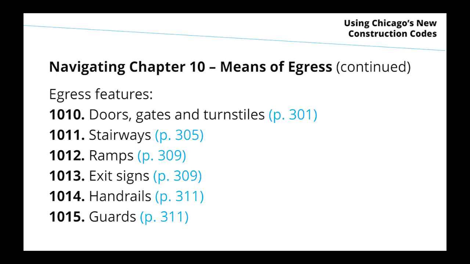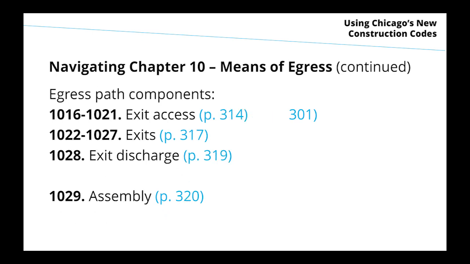Then the middle part of the chapter has some specific requirements about egress features, then the egress path components, and then at the end of the chapter there are some special provisions about assembly occupancies, rooms like this, or the spaces with large groups of people gathered, which have some specialized requirements about aisles and seating and things like that.